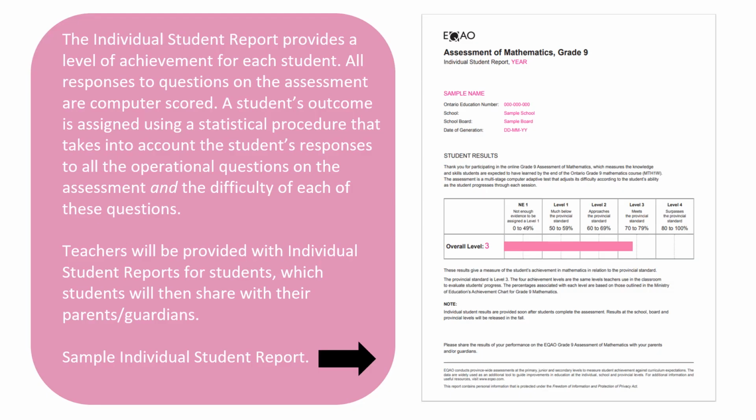The individual student report provides a level of achievement for each student. All responses to questions on the assessment are computer scored. A student's outcome is assigned using a statistical procedure that takes into account the student's responses to all the operational questions on the assessment and the difficulty of these questions. Teachers will be provided with individual student reports, which students can then share with their parents and guardians.